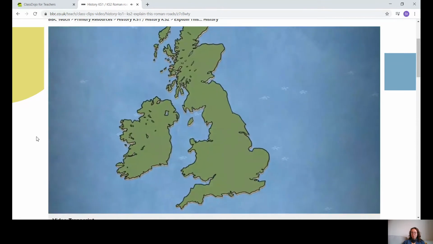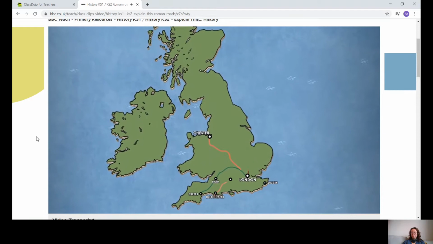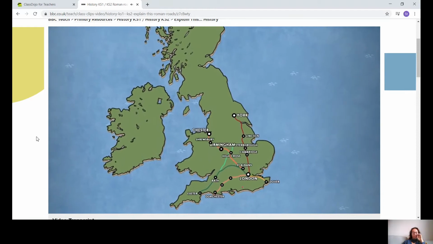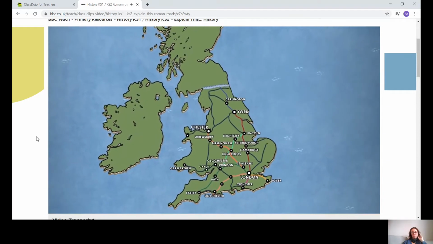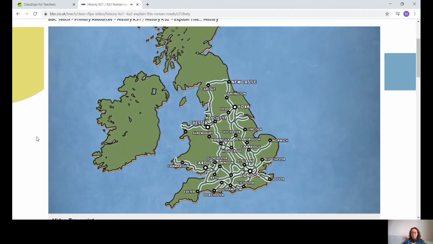Some of the main towns built by the Romans, such as London, Bath and Chester, were connected by long and straight Roman roads. The roads were so well built that you can still see some of them today. Many modern-day roads are in the same place as Roman ones over 2,000 years later.